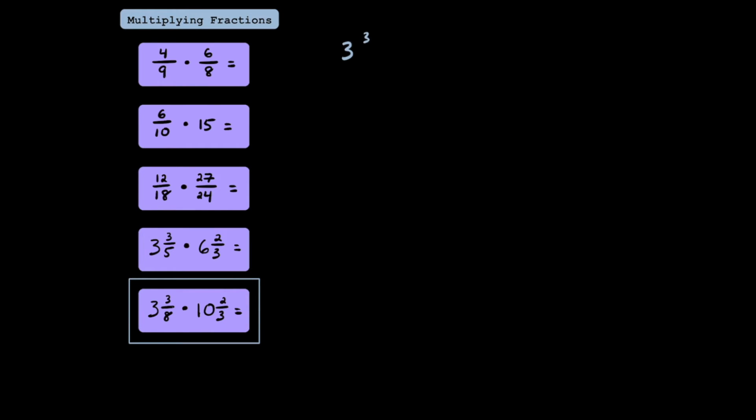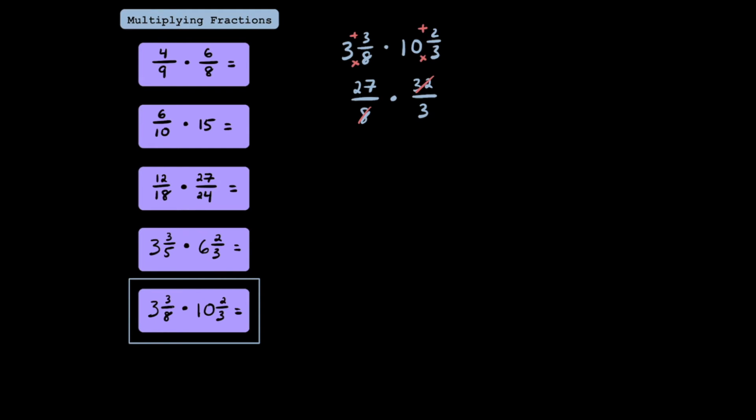Let's try one more of these together. We have 3 and 3/8 multiplied by 10 and 2/3. Remember, we can't multiply mixed numbers as they are, so let's convert them to improper fractions. 3 times 8 is going to be 24, and 24 plus 3 is going to be 27. 3 and 3/8 is equivalent to 27/8. Now let's convert 10 and 2/3 to an improper fraction. 10 times 3 is 30, and 30 plus 2 is going to be 32. The equivalent fraction here is 32/3.